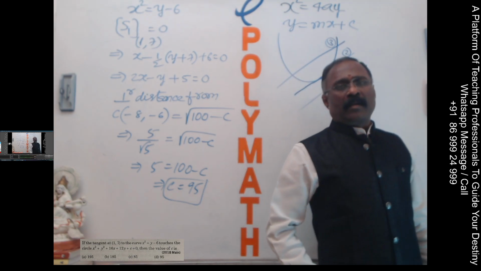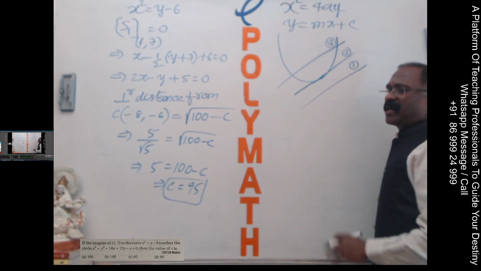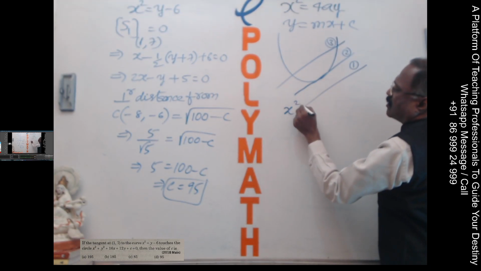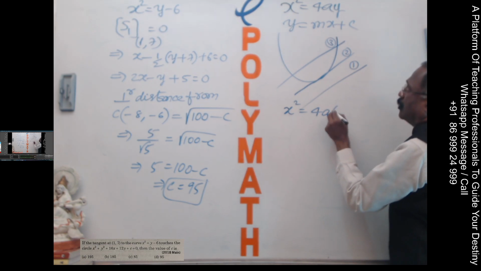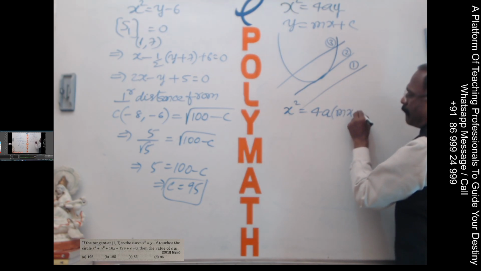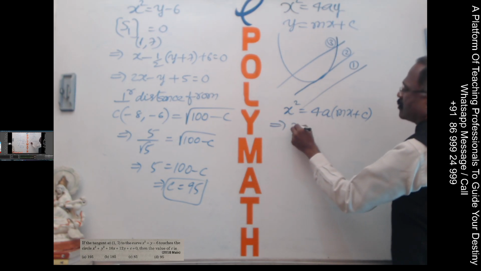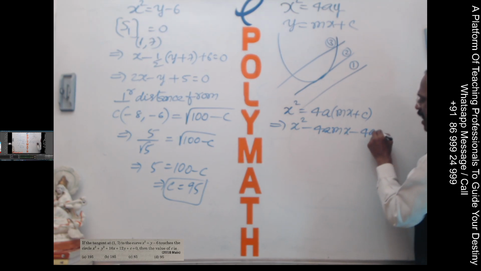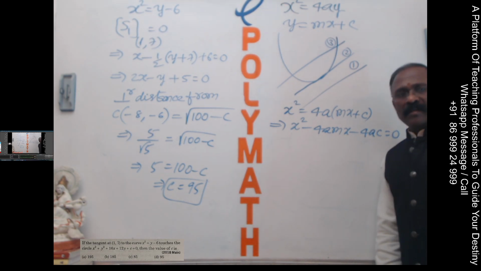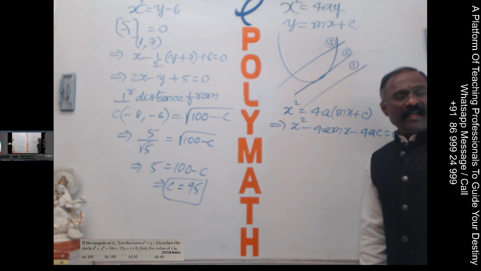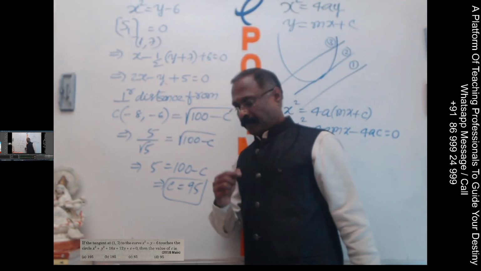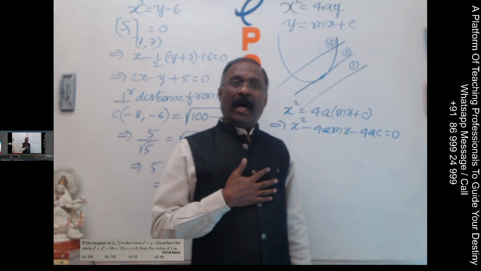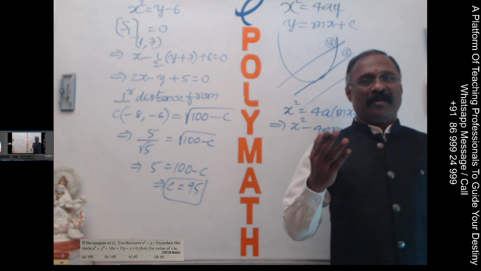So let me do it like this. Even though it is not intersecting, I'm replacing y here. x square is equal to 4a into mx plus c, which implies x square minus 4amx minus 4ac is equal to 0. Just see that. What did I do? I eliminated y. Now, after eliminating y, algebra is involved here.